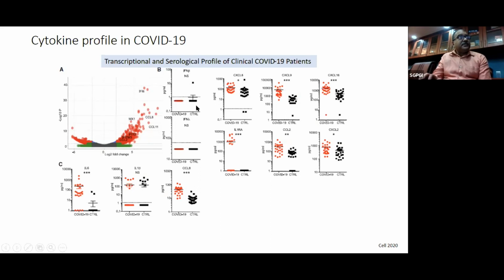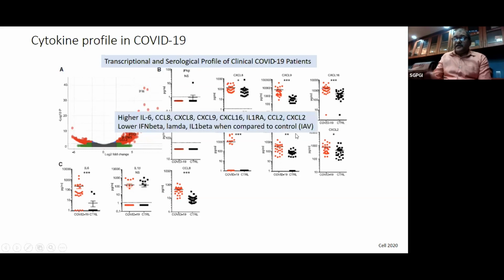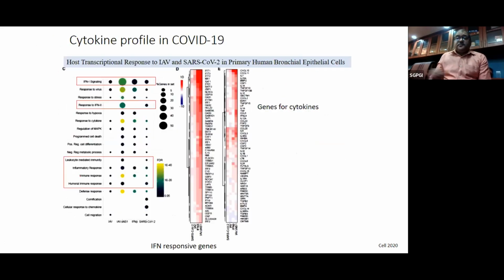As you can see, interferon beta, which is a type 1 interferon, is low in patients with COVID-19 as compared to the controls. In the same way, you can see that some of the pro-inflammatory chemokines and cytokines are high, whereas the ones which protect, like interferon beta, lambda, or IL-1 beta, are low as compared to the controls. So we know that the type 1 interferon response is poor.